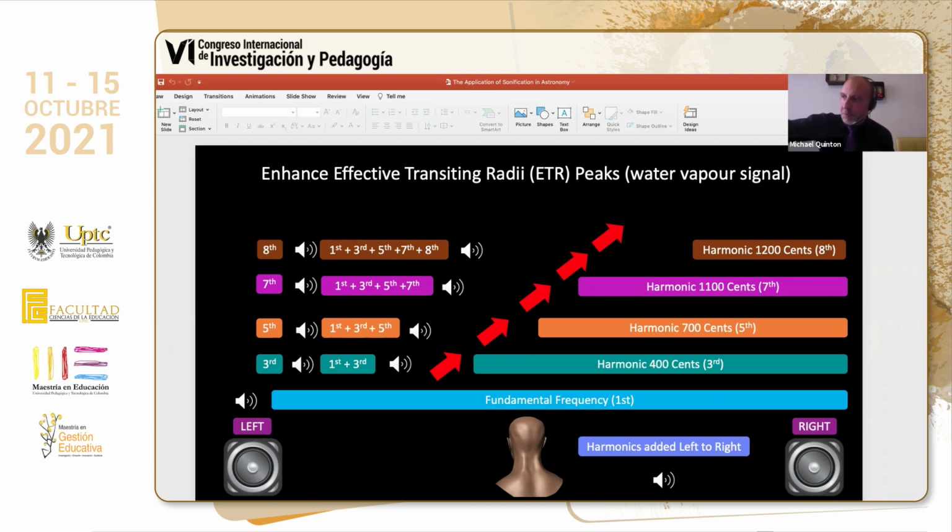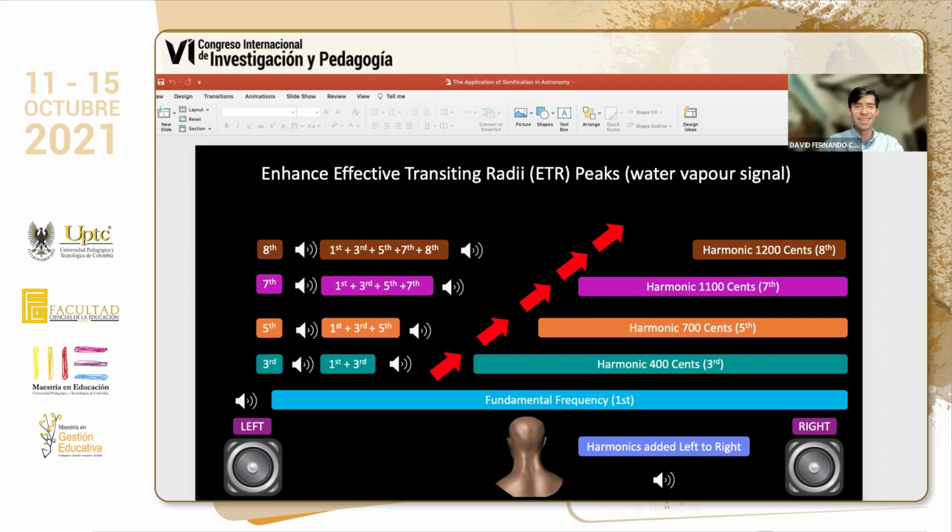So to emphasize the peaks, what we did is we added harmonics. So let's try and explain what that means. If you're hearing the signal on its own, you're hearing one tone. So we can actually play that. We've got the fundamental frequency. That's one tone playing, okay?